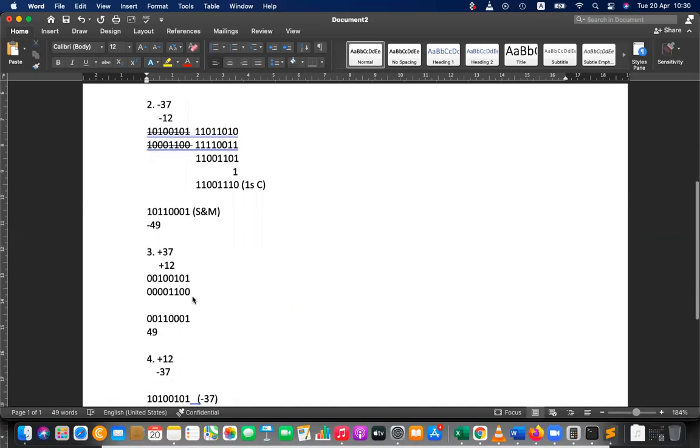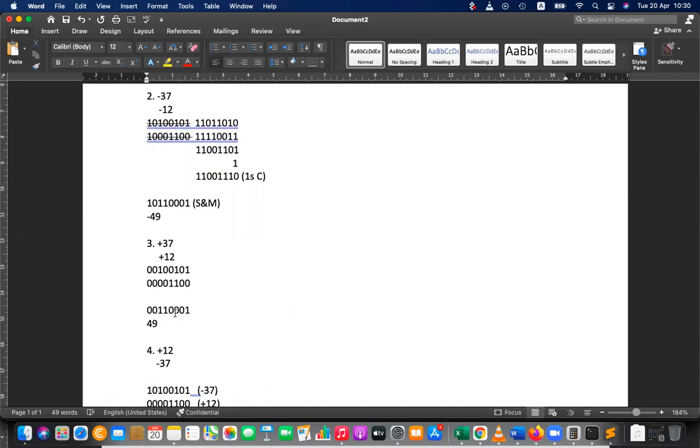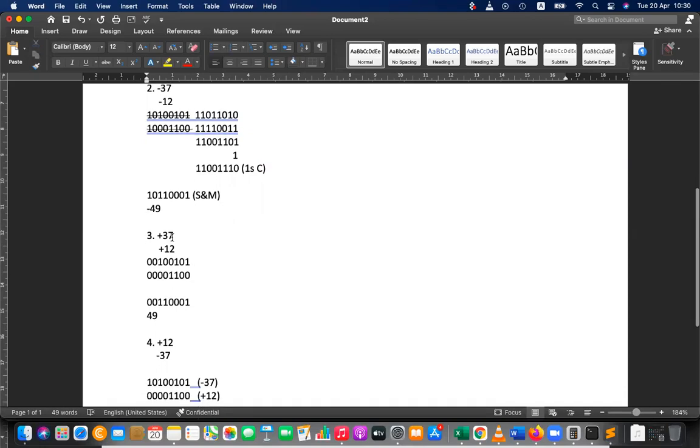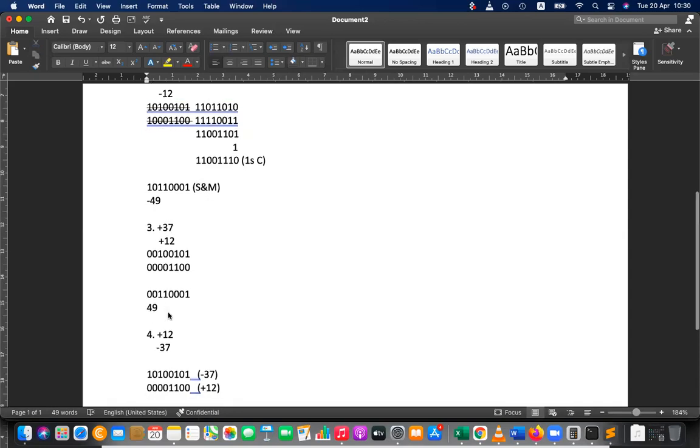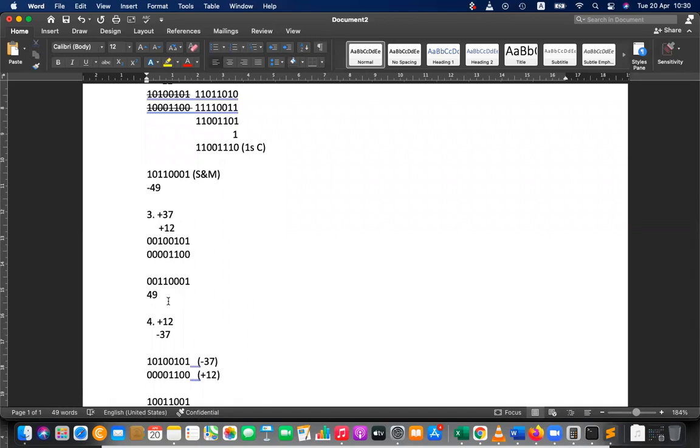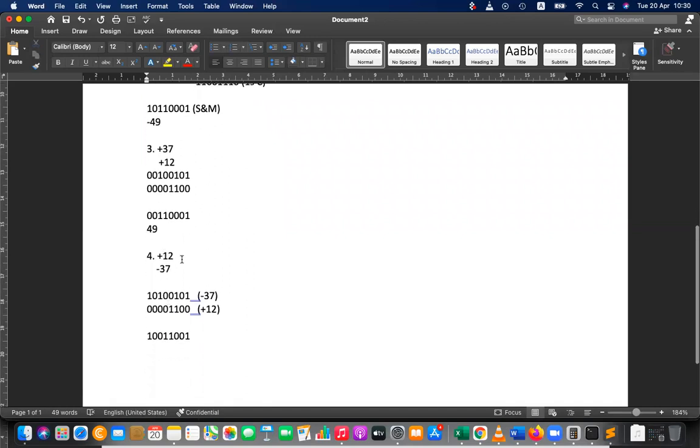If both are positive, is one's complement different from sign and magnitude, or the same? Same. If both are positive, there is no change. The answer is also the same. For this kind of thing, you just have to change the negative one. Order doesn't matter. You can write 37 up or 37 down, because you are doing addition only, not subtracting. So it's 1 1 0, 1 1 1 1 0 1 0 1 0.